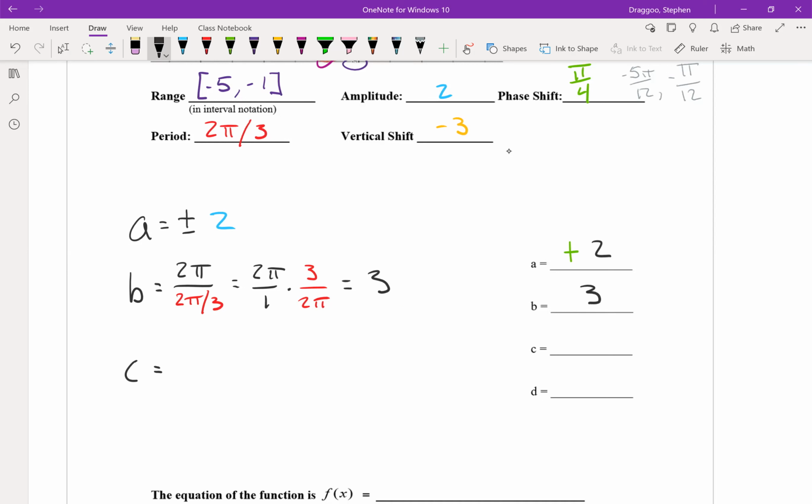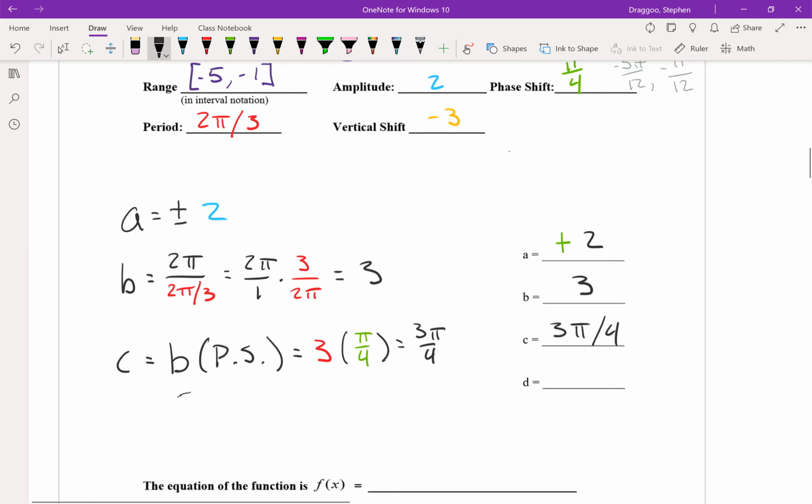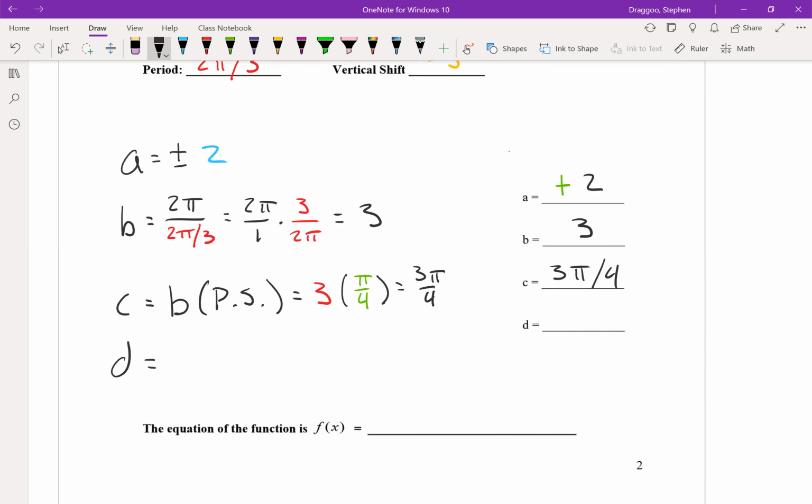So for C, I need b multiplied by the phase shift. I'll use PS for phase shift. So that'll look like 3, which was our b value. We have to solve for b first before we get c. Multiply that into pi over 4, and that's 3 pi over 4. And finally, d, which is the easiest one. D is just the vertical shift. Nice and easy, -3. So -3 goes right there. And finally, just put it all together. So this should be 2 cosine of 3x minus 3 pi over 4, minus 3.